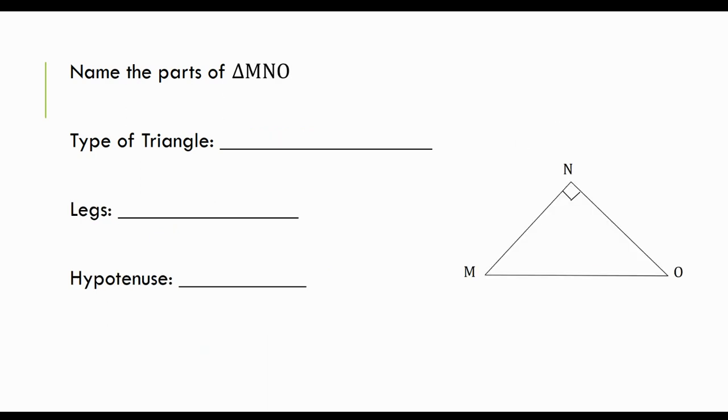All right, let's look at this triangle. We have to name the type of triangle, the legs, and the hypotenuse. So notice that right off the bat, I see that I have a right angle, so that makes it a right triangle. The legs are the two sides that are creating the right angle. So in this picture, it looks like that would be the side of MN and the side of NO. The hypotenuse is always the side across from the right angle. Well, across from the right angle is the segment MO.